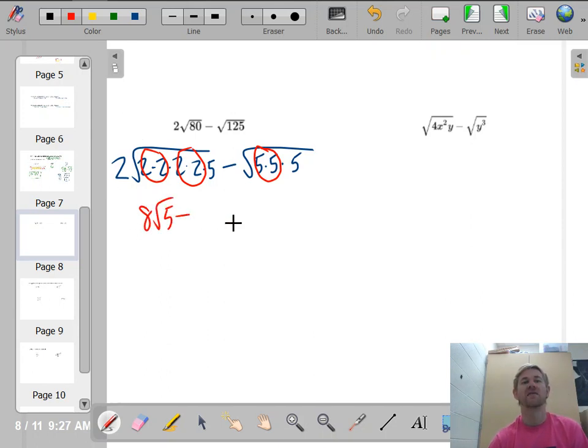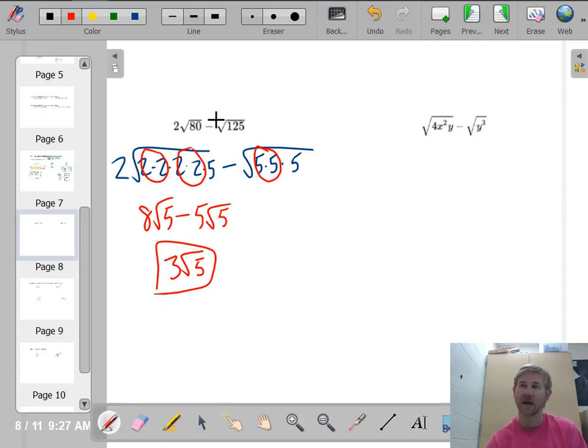8 radical 5 minus 5 radical 5. Wait a minute. Now they're like terms. If you have 8 radical 5's and you take away 5 radical 5's, you have 3 radical 5's. So that's 3 radical 5. If you can get a like radical, then you can combine like terms, but these were not like, so we could not. Same thing here.